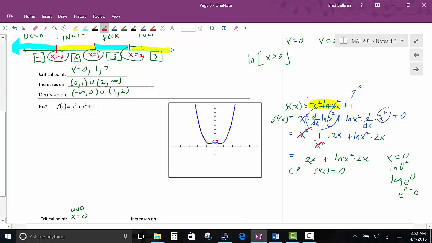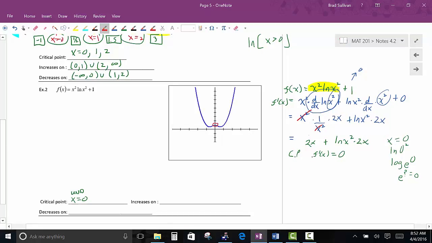Okay, now what we're going to do is we're going to go ahead and take the derivative, which is 2x plus ln x squared times 2x, and set that equal to 0. Okay, how in the world do you solve an equation like that? You factor. Factoring is all over the place on these problems. Does this expression right here have a common factor in it somewhere? 2x, take it out, good.